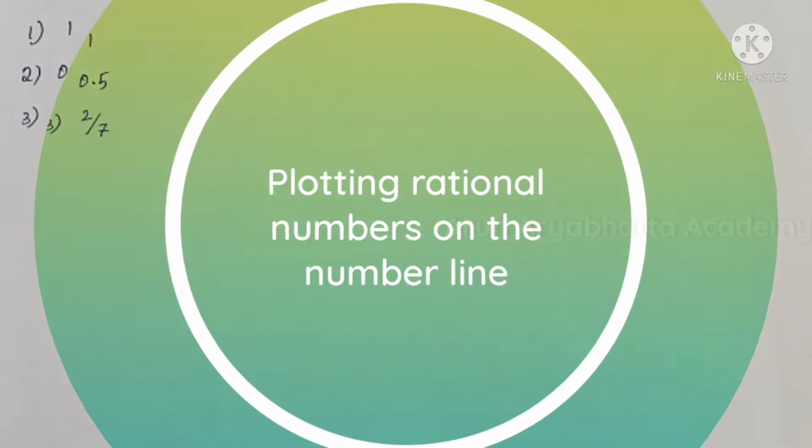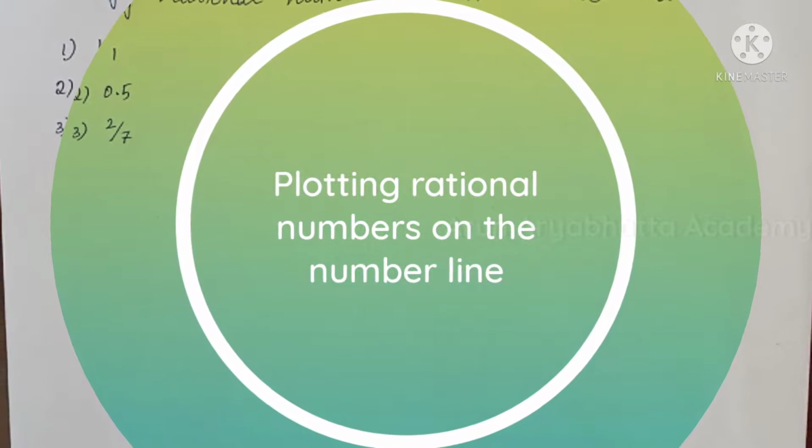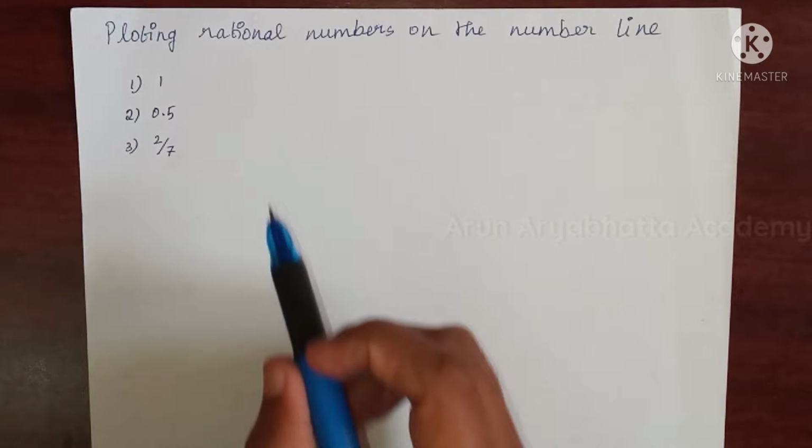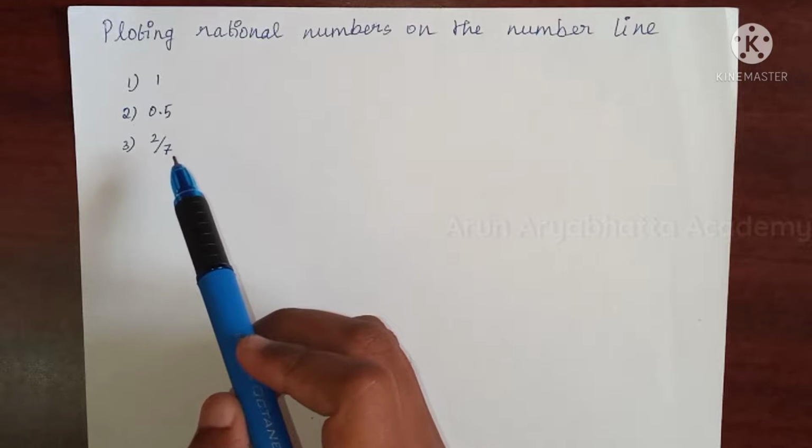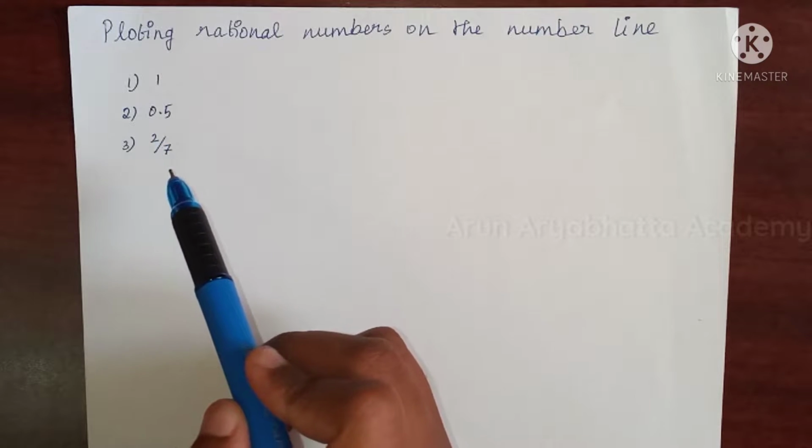So friends, now we are going to plot rational numbers on the number line. I have taken three numbers: first 1, next 0.5, next 2 by 7. First we will check whether these three are rational numbers or not.